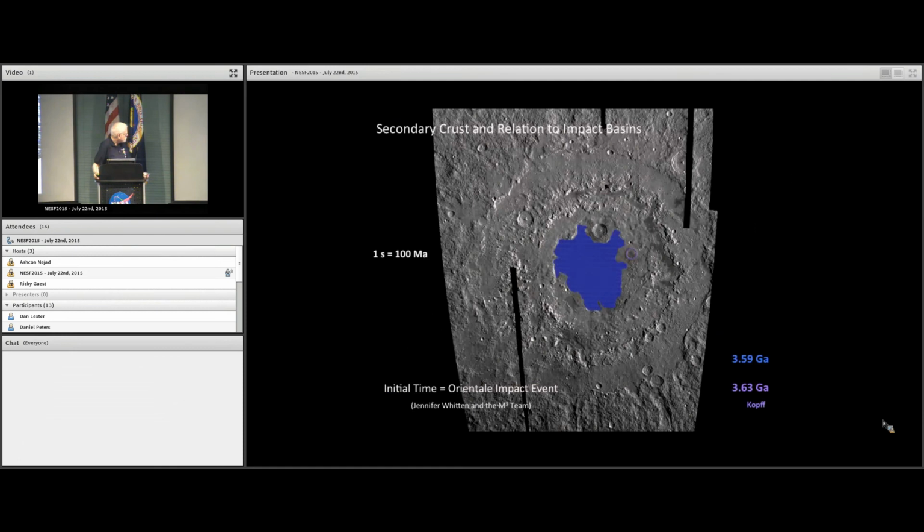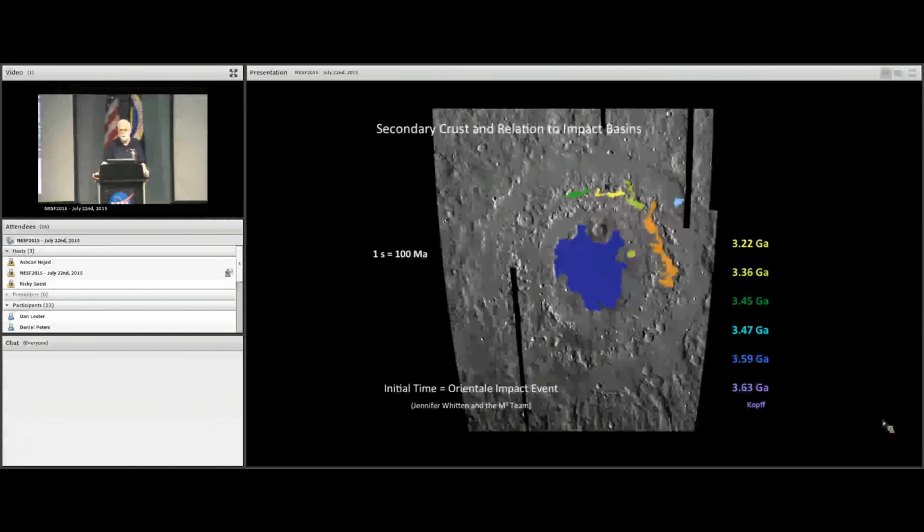Secondary crust is also critical for Orientale. If you take a look here at a perspective view of Orientale, Orientale does have mare deposits. They're just not abundant in the same sense as the other basins, but they in fact show some representative textures. If you take a look here at 1 second equals 100 million years and you watch this fill up, okay, your lifetime is measured in nanoseconds here, just for perspective.